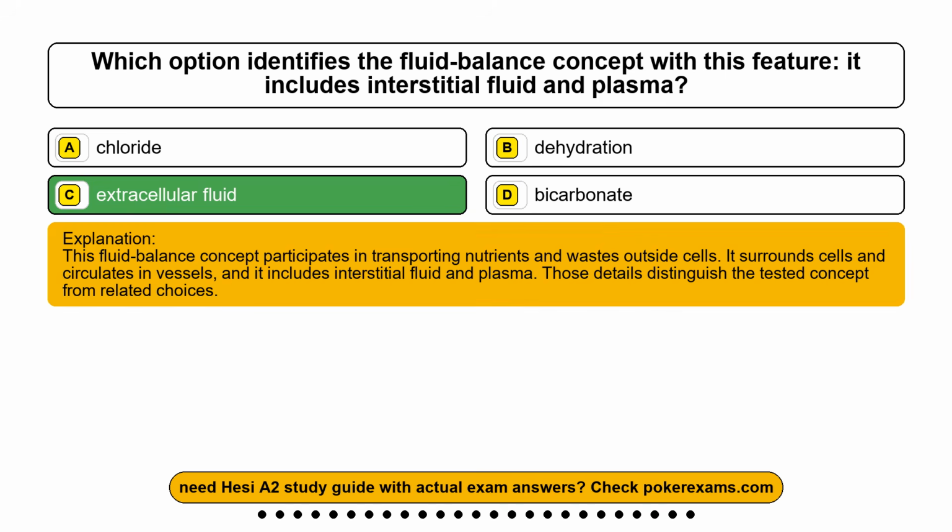This fluid balance concept participates in transporting nutrients and wastes outside cells. It surrounds cells and circulates in vessels, and it includes interstitial fluid and plasma. Those details distinguish the tested concept from related choices.